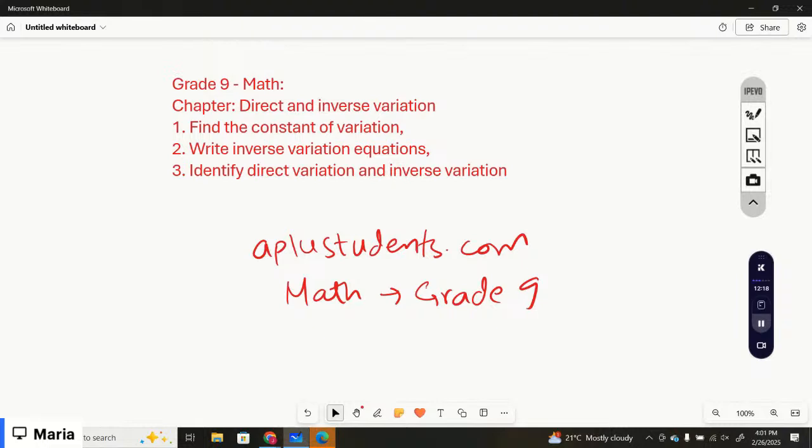There you can find a list of the chapters. We're going to start with the chapter direct and inverse variation. The lessons we're going to cover today are find the constant of variation, write inverse variation equations, identify direct variation and inverse variation. So please make sure you have your notebook and pencil so that you can note down the important examples and definitions as well.